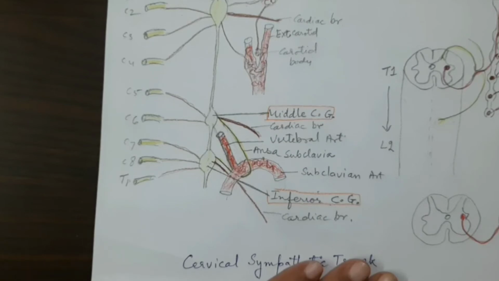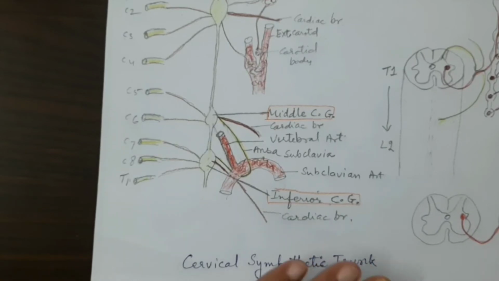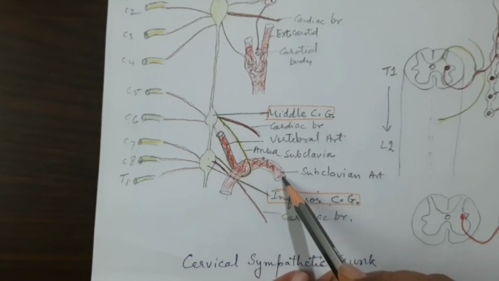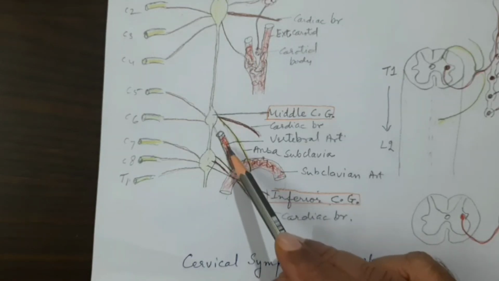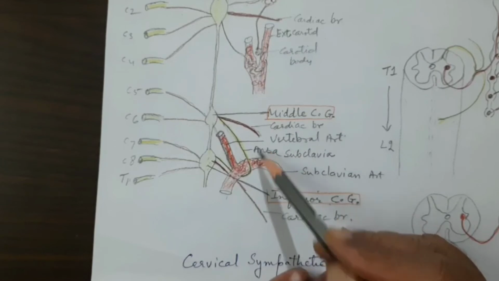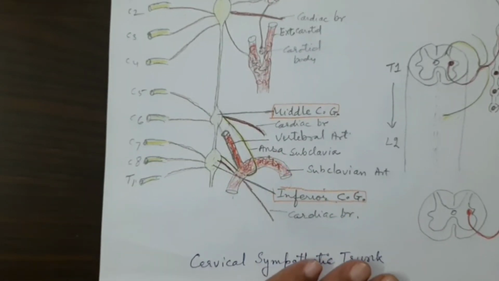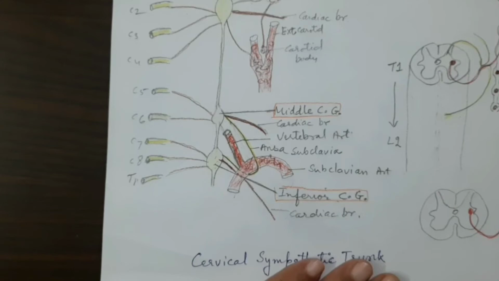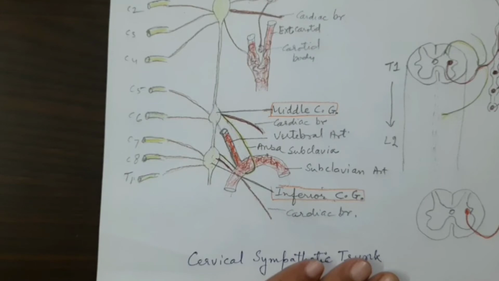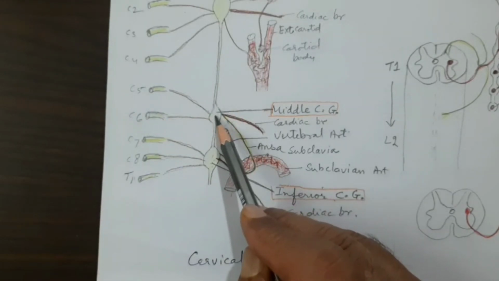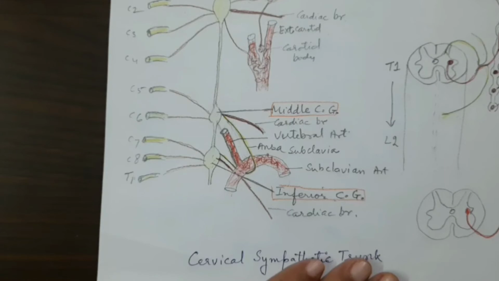Okay, then the third branch which will arise from the middle cervical ganglion will send fibers, making a sympathetic plexus on the inferior thyroid artery. See, this is the subclavian artery, which is giving one branch called the vertebral artery. From the second part will come the thyrocervical trunk, and this will also carry sympathetic fibers on the inferior thyroid artery, which arise from the middle cervical ganglion, not shown in this diagram.